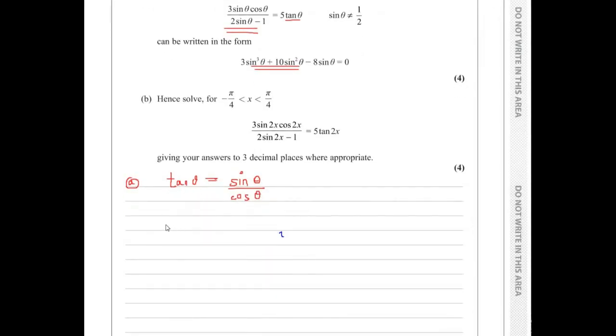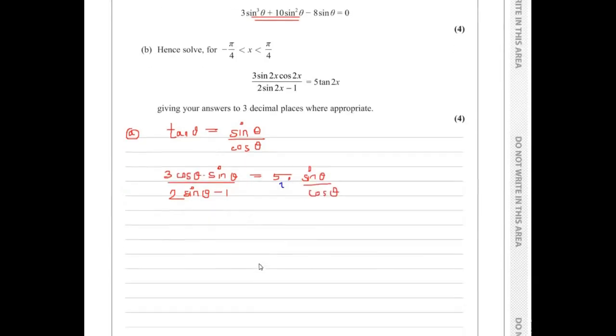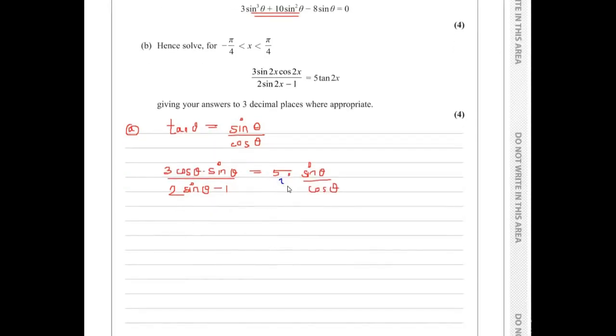So now, in the given expression, 3 sin theta cos theta over 2 sin theta minus 1 is equal to 5 tan theta. In place of tan, we are going to substitute sin theta over cos theta. Now, after writing this, we have to just cross multiply the expressions. This is called cross multiplication.